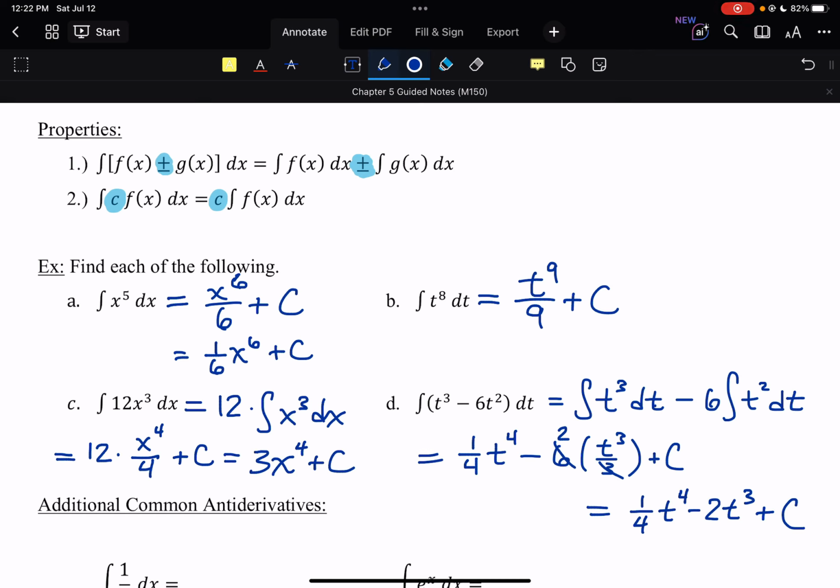Even when you split integrals like this, you only need 1 plus c. If you put multiples, they would just combine into 1 at the end because it's completely arbitrary. We don't have a specific value for that constant of integration, so we just need 1 at the end.